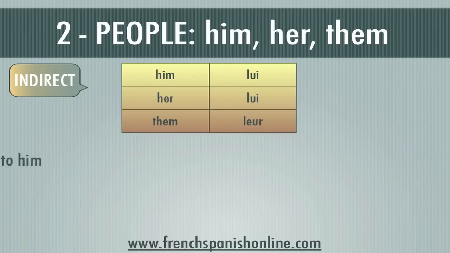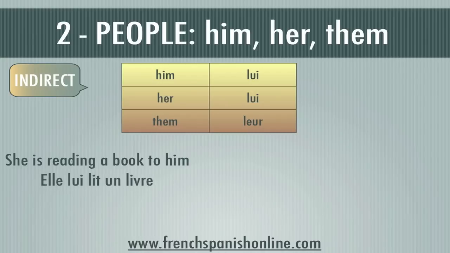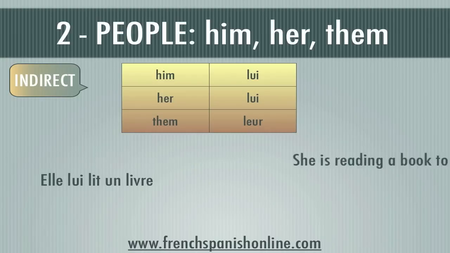And another example. She's reading a book to him. Elle lui lit un livre. The difficulty in this lesson, that is, some words in English are indirect, but not in French. So you need to know the verbs.